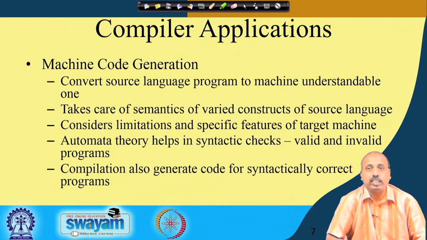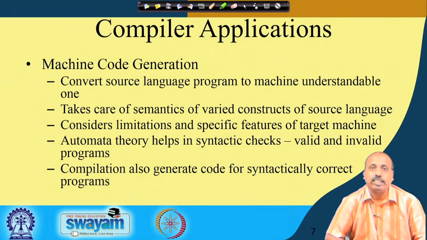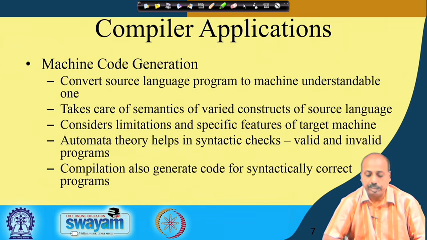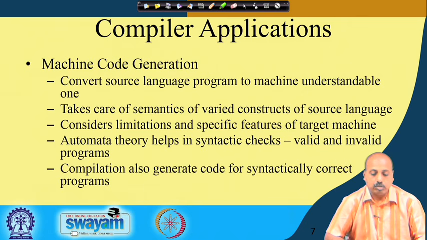It has to see what the features are. For example, integers in some machines are allocated 2 bytes, in some machines 4 bytes. Some machines have a little endian architecture, some a big endian architecture. So there are different architectural features that we have. I have to look into those limitations and features of the target machine to see how the compiler should generate the code.